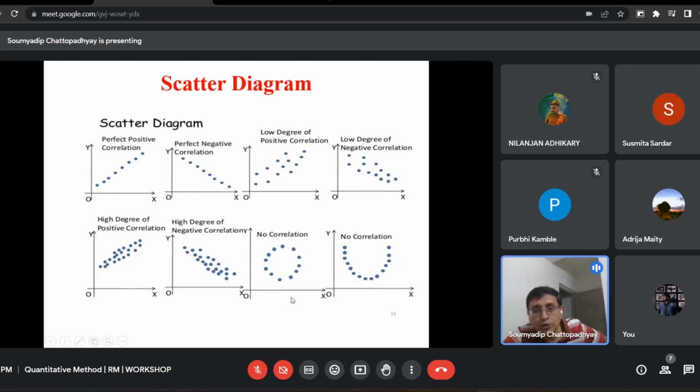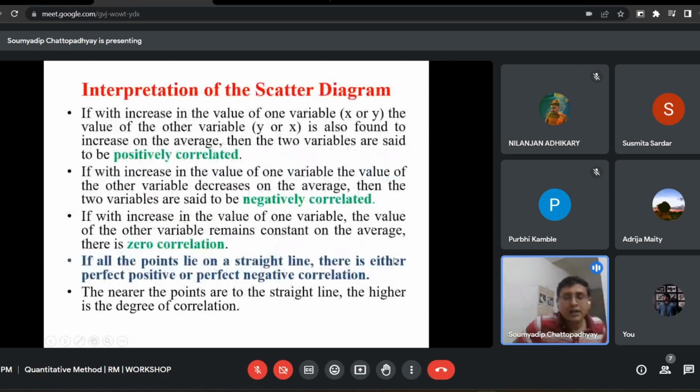That means here, corresponding to an increase in x, y may increase, y may decrease. Here also, corresponding to an increase in x, y may decrease, y may increase. That means there is no correlation between x and y. I have just summarized the entire thing here. That means what we have said is that the nearer the points are to the straight line, the higher is the degree of correlation. In many research papers, even in your field, you will see this kind of scatter diagram representation of a group of data.